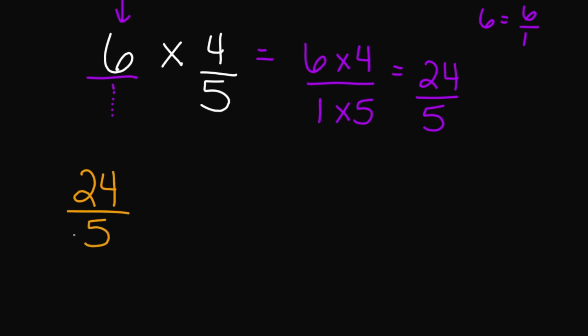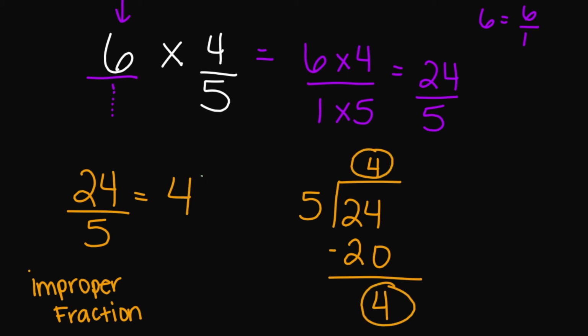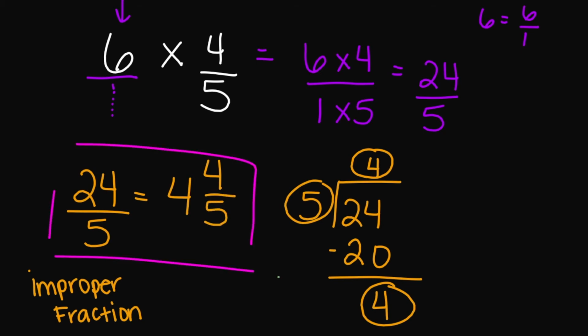However, this is an example of an improper fraction. So we want to turn this improper fraction into a mixed number. So let's go ahead and do that. We're going to have our 5 on the outside, 24 on the inside. 5 goes into 24 4 times. 5 times 4 is 20. 24 minus 20 is going to equal 4. So your answer is 24 over 5, or if you're turning it into a mixed number, this is going to equal 4 from your quotient. Your remainder is your numerator, and your divisor, which is your denominator, stays the same. So this is your final answer.